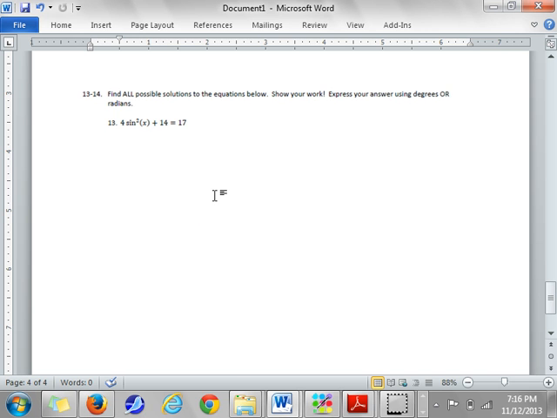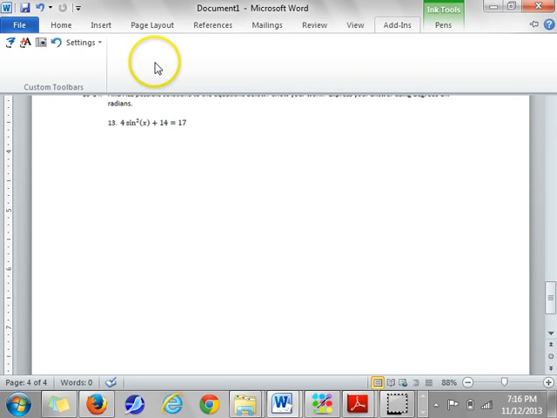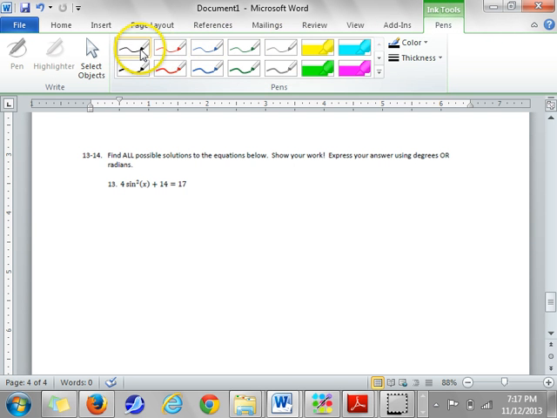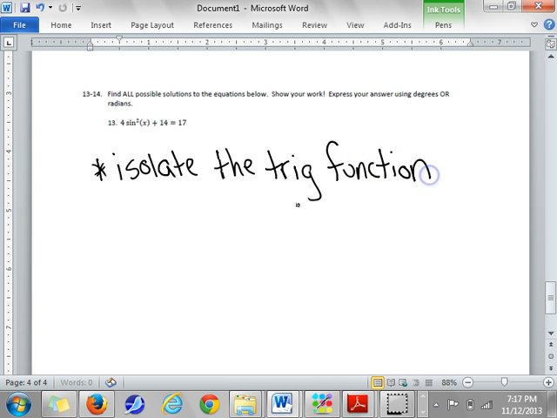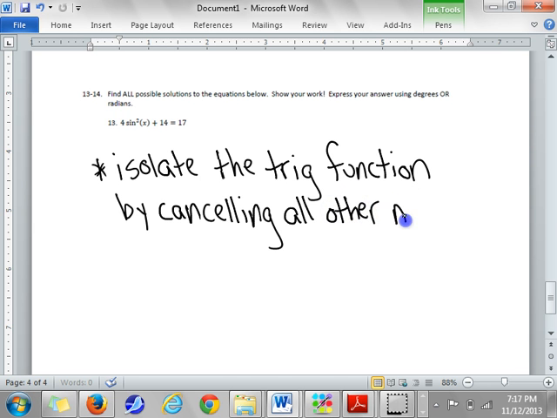Finding all possible solutions to trig equations. First thing that you want to do is isolate the trig function, by canceling all other numbers. For example, the one that we're looking at right here, we would need to get rid of the 14, we would need to get rid of the 4, and then we would also need to take the square root so that we got it all the way down to just the sine of x. Once you get the trig function isolated, refer to the unit circle.